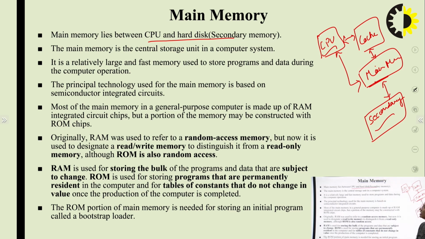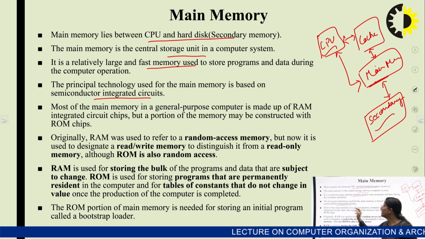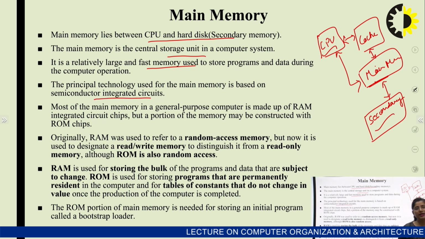Basically it is the central storage unit in a computer where you can store all of your data. If the main memory is full, then we go towards secondary memory. So it is relatively large and fast memory to store programs and data. Basically the principal technology is based on semiconductor integrated circuits. What does it mean? It means that the main memory is made up of semiconductor ICs.